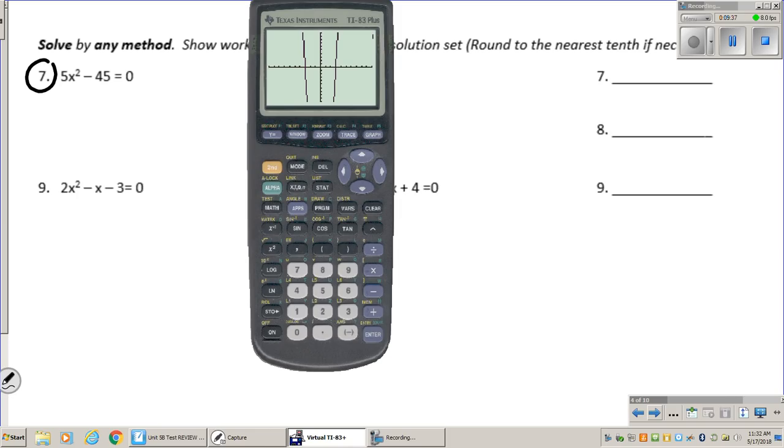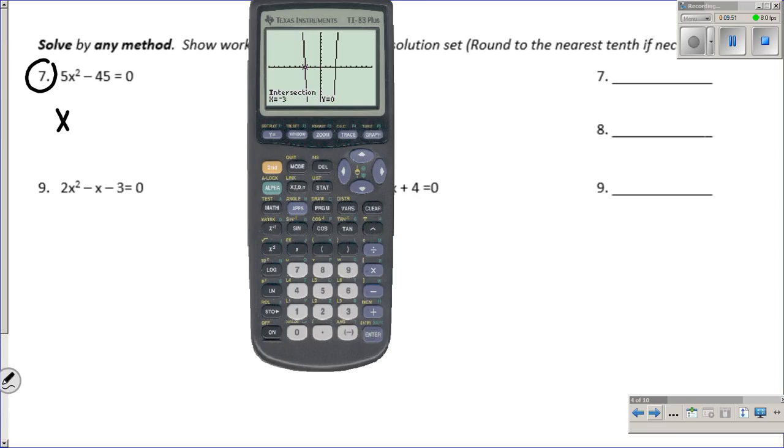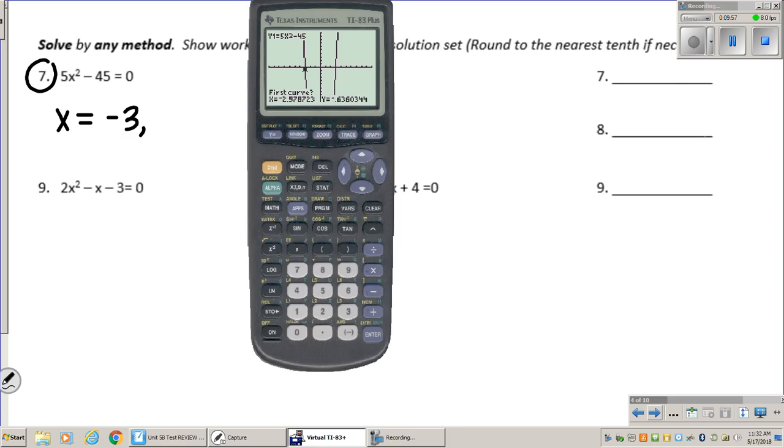There are two intersections. So we're going to do second, trace 5, hit the up arrow key to find the cursor, and now move over to the left intersection. Once you're there, press enter 3 times. So one solution for x is negative 3. Now we're going to repeat. Second, trace 5, hit the up arrow key, move over to the right side intersection.